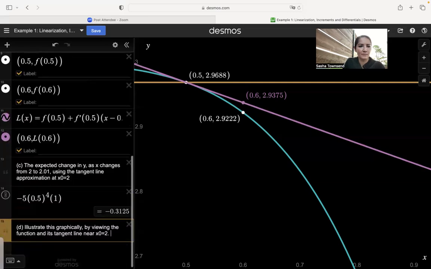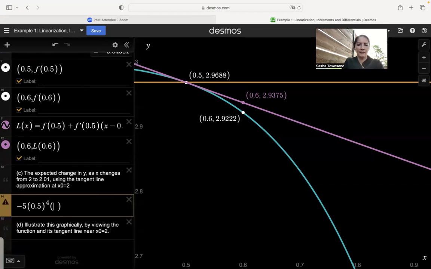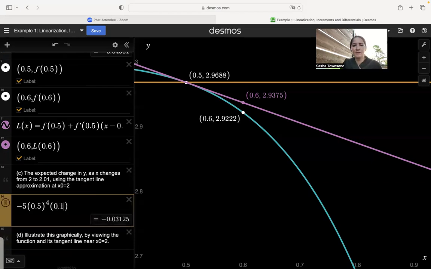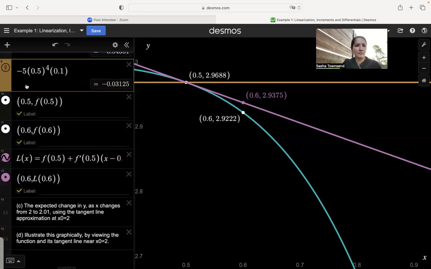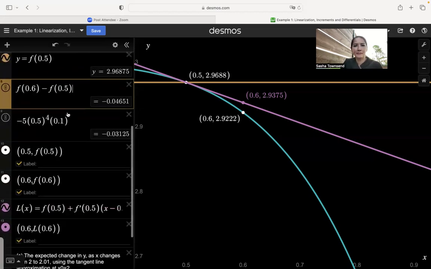And let's evaluate that. So I'd have negative 5 times 0.5 to the fourth times the change in x, which is 0.1. And I'm comparing that to the actual change in y. And so I get an expected change of negative 0.03125, and the actual change in y is negative 0.4651. Okay, I hope that sort of illustrates the concept.